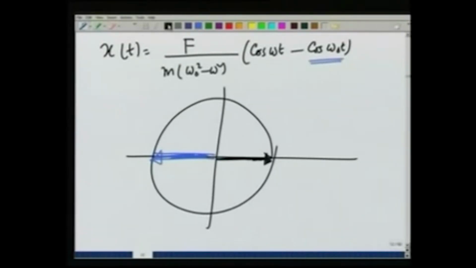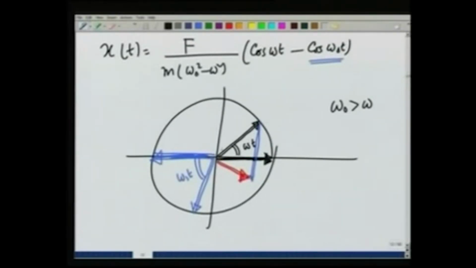After time t, this phasor moves by an angle omega t. Let us assume right now that omega 0 is larger than omega. In that case, the applied frequency is smaller than the natural frequency. This phasor will move slightly more, maybe it comes here by omega 0 t. So, to get the net displacement, I add it to this one, and let me show by red, the net displacement is going to be like this.